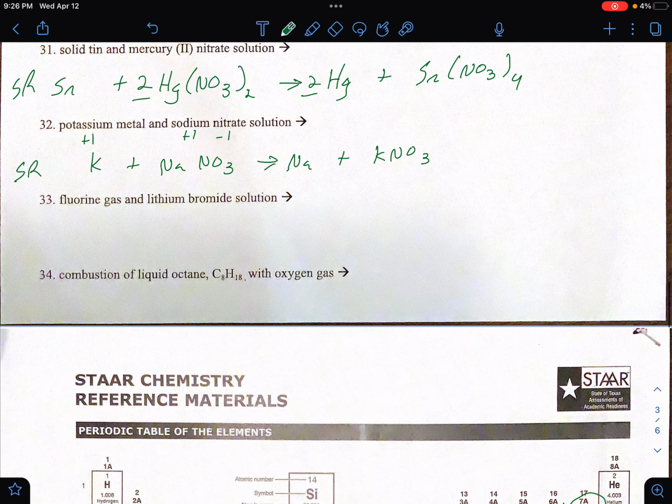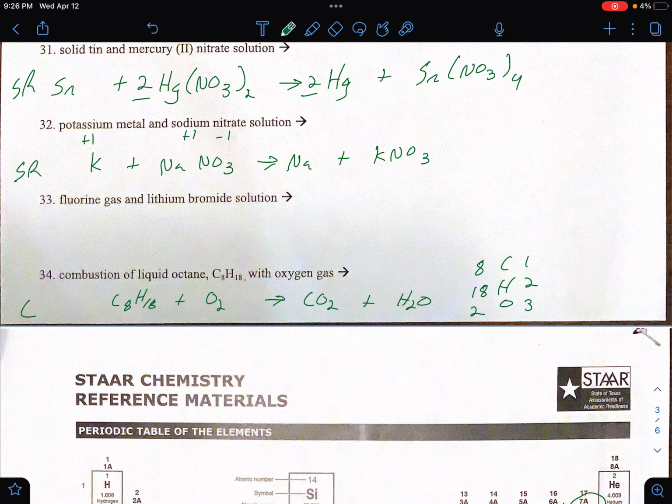Let's see. Number 34. We'll do this last one. Combustion of liquid octane would be C8H18. So C8H18 plus oxygen gas, so O2, is going to give me CO2 and H2O. So this is combustion. So I'm going to go ahead and do my CHO. On the left, I got 8 carbons, 18 hydrogens, and 2 oxygens. On the right, I got 1 carbon, 2 hydrogens, and 3 oxygens.